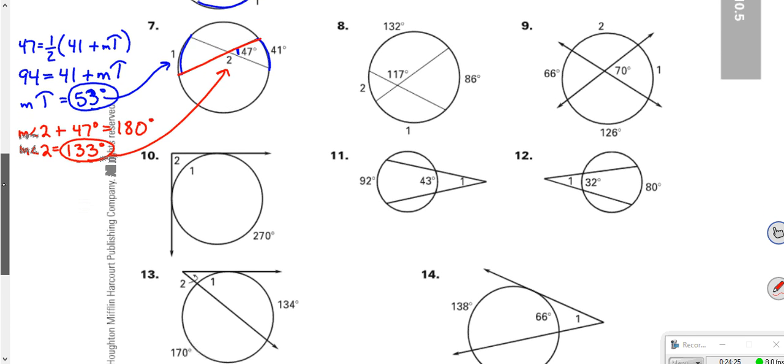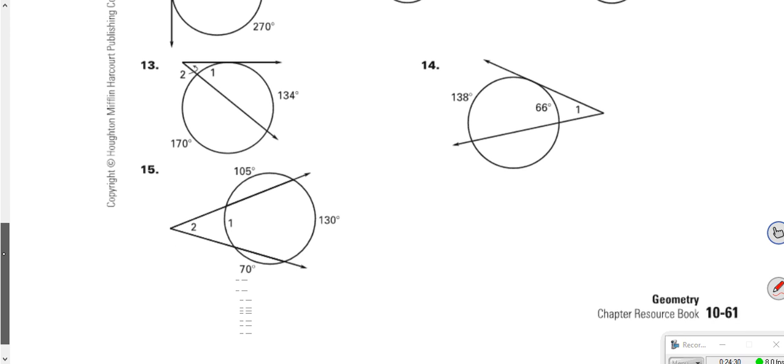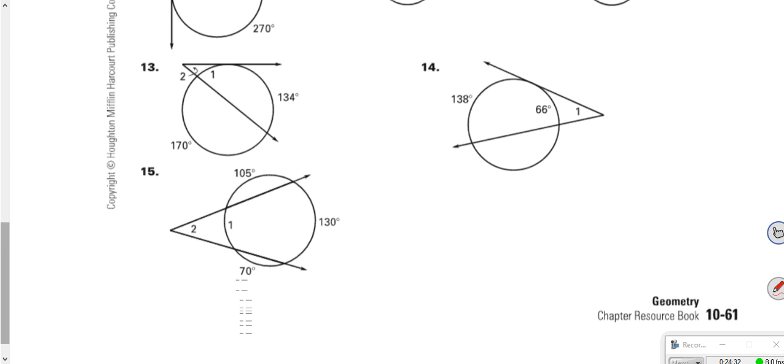I'm going to skip down. Let's do 15 together. Again, this is an external angle. We've got a couple of things going on here. Before we can find number 2, we need to find number 1. We've got this arc, this arc, and this arc. So how would I find the measure of angle 1?